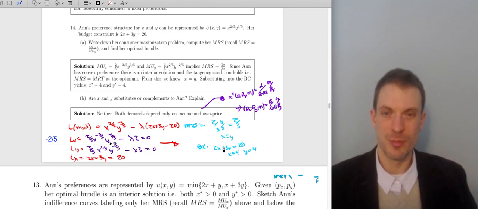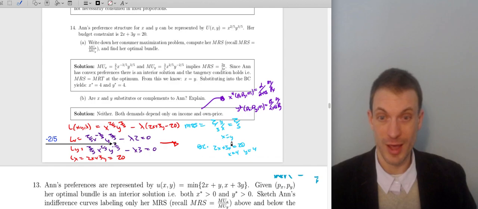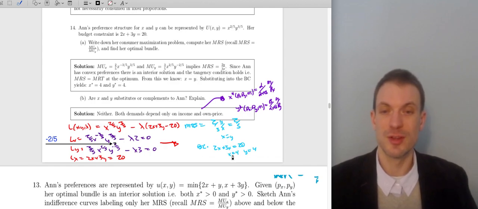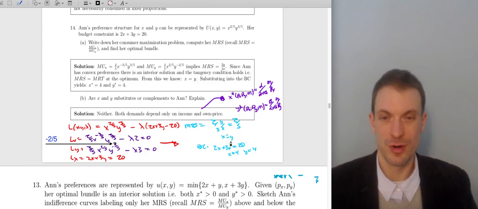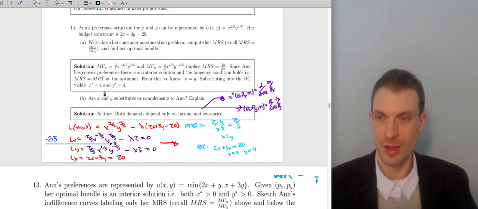Let's plug that into our budget constraint. The budget constraint would have been 2x plus 3y, so this becomes 2x plus 3x, or 5x equals 20, or x is equal to 4. If x is equal to 4, then y is equal to 4, and that's how we got our optimal.